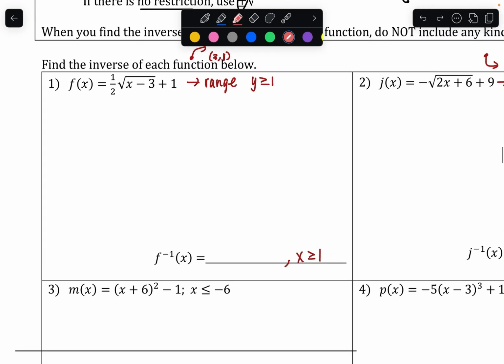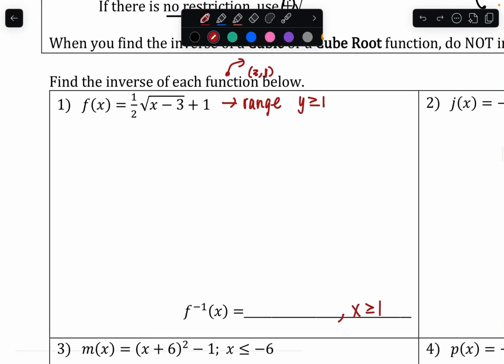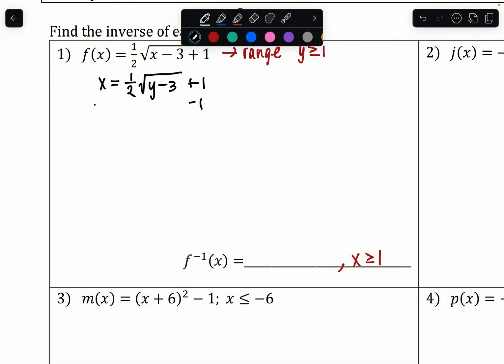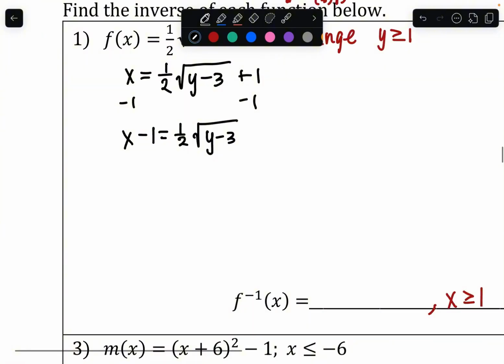Okay, and so now to actually get the equation, we are going to do the same thing we did above. Switch your x and y, and then resolve the equation for y. So first step is isolate the square root. So we're going to subtract 1. And then now we need to get rid of that 1/2. So the way to get rid of 1/2 is to multiply both sides by 2. You can distribute the 2 or leave it outside the parentheses. I like to leave it.